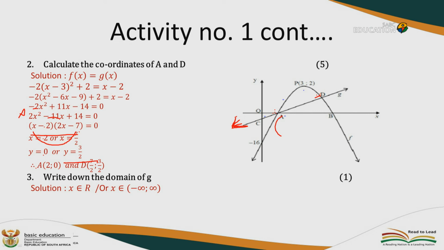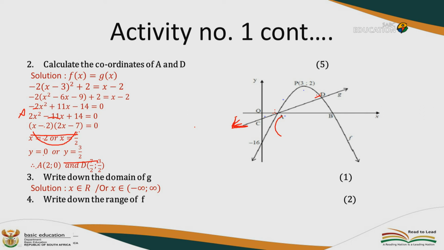Or you can also write it in interval form. x is an element of negative infinity up to positive infinity. So you have covered the domain of your graph of g.